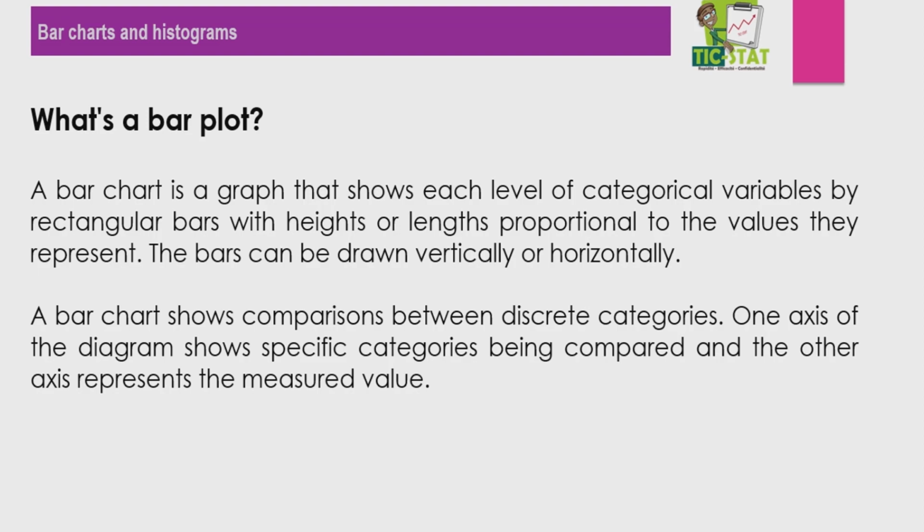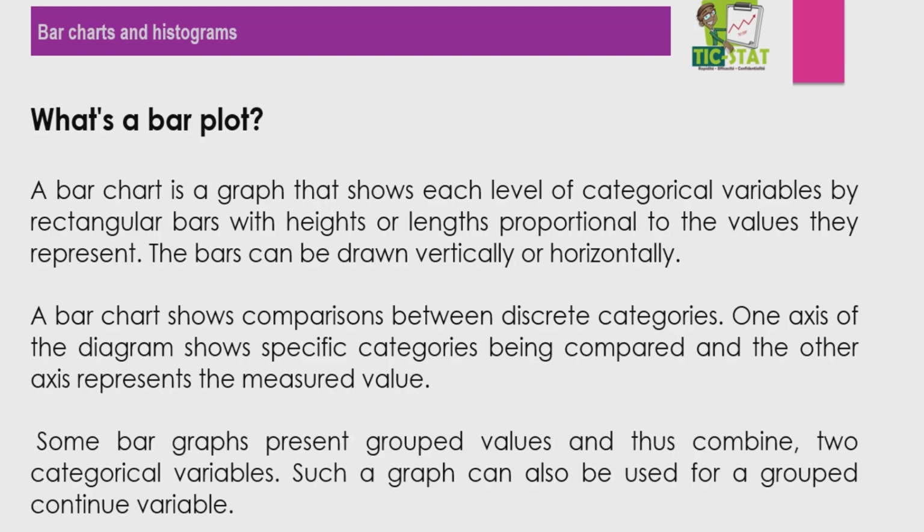One axis of the diagram shows the specific category being compared, and the other axis represents the measured value or the frequency. Some bar graphs represent grouped values and thus combine two categorical variables. Such a graph can also be used for a grouped continuous variable.